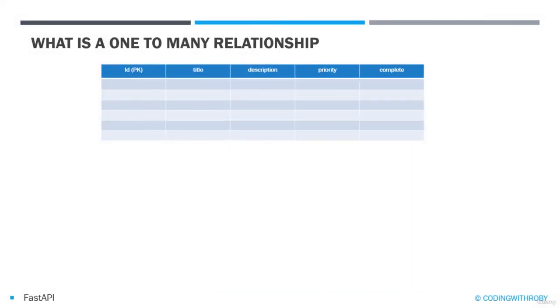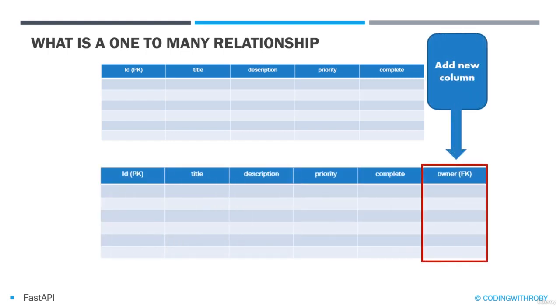If we go back to our two tables, the one with the user and the one for the to-dos, we can see that we need to add a new column to the end of our to-dos to now include a foreign key. This will make the to-dos now have an ID as a primary key, a title, description, priority, and complete, with a new field, which is a new column, that is the foreign key called owner.